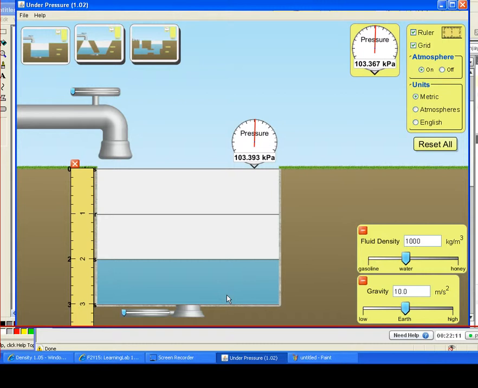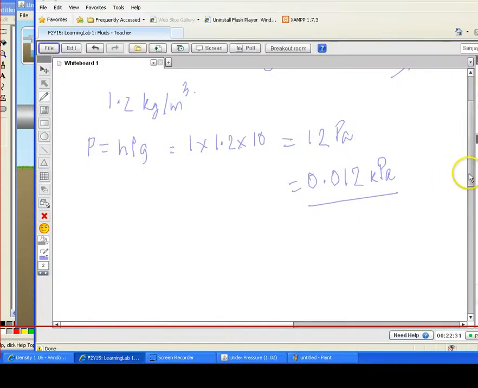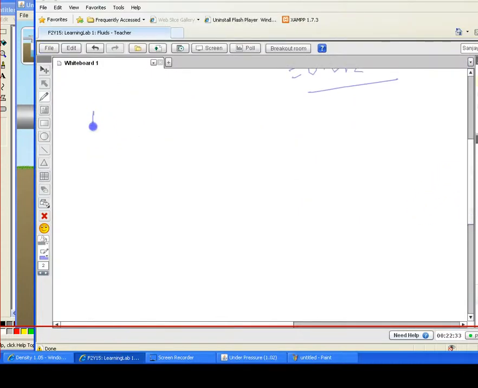Let's do the same calculation that we did. So for air we said that for 1 meter of air, we are going to get a change in pressure of about 0.012 kilopascals or 12 pascals. Let's see what we would get if we were to do the same thing for water. So again we apply P equals H rho G.